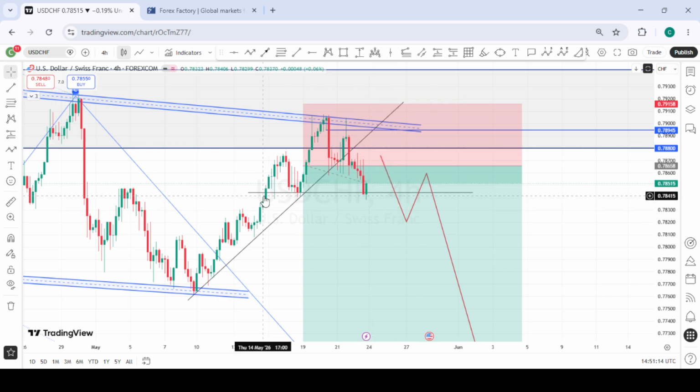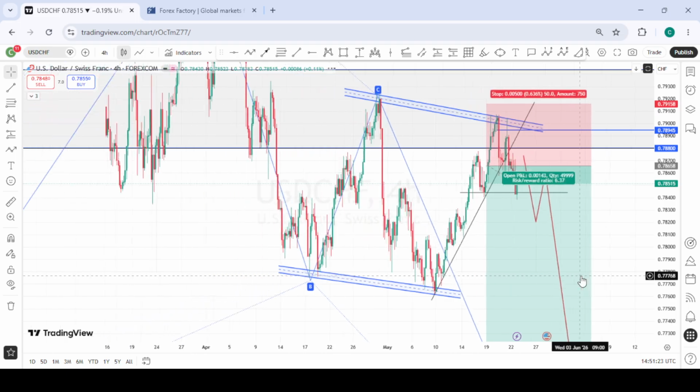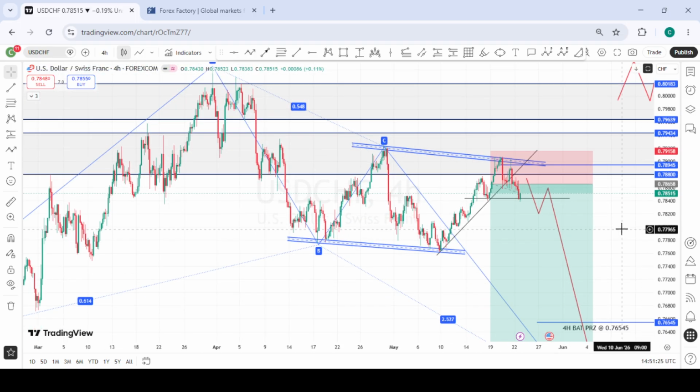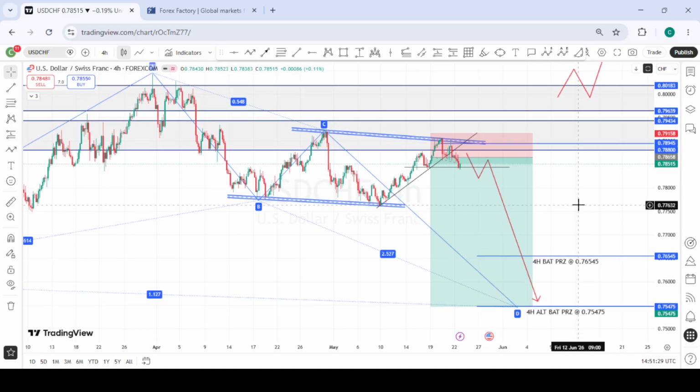Or should price close properly below this area of interest and then come back for a lower high formation, we can still look for our sell opportunities to the downside. So we are very bearish on USDCHF for the coming week. So these are the various targets we have for USDCHF for the coming week.